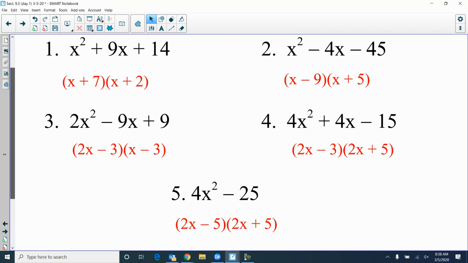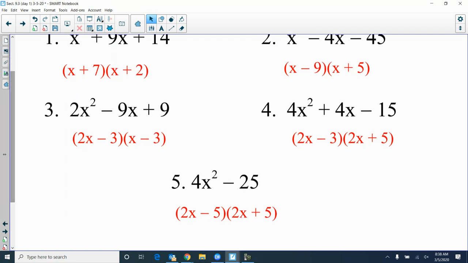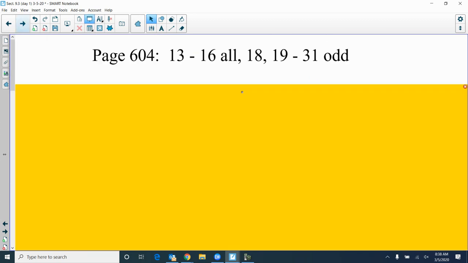And then for number 5, that's a difference of squares. That's the fancy name for that. 2x minus 5 times 2x plus 5 for those. Got to keep reinforcing those because they're going to keep coming up in different things. All right, homework-wise.